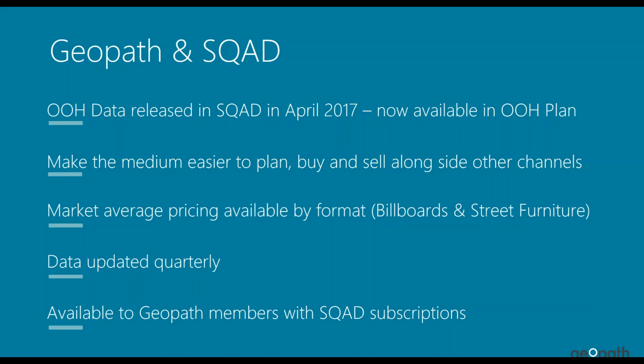What is available in O-Plan is market average pricing data, and it's available at the format level right now for billboards and street furniture. This is for any market that you have access to. The data is updated quarterly, and Tim and Deborah will talk more about the methodology behind how the data is collected and kept up to date. One of the key things I do want to mention is that this data is available in O-Plan to Geopath members who also have a SQAD subscription.